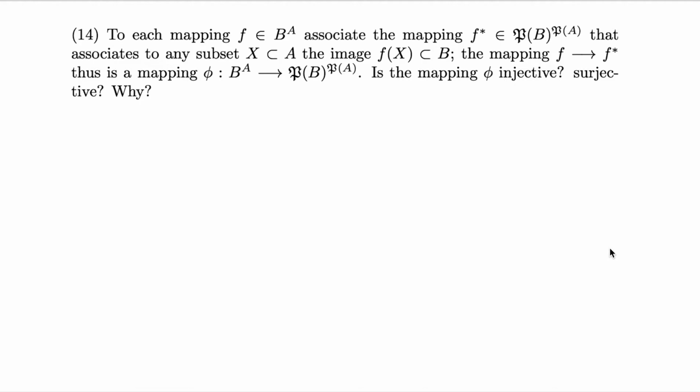Then we'll note that the mapping from f to f star is another mapping phi, which associates to any mapping f in the set B to the A, another mapping f star in the power set of B to the power set of A. The question is: is this mapping phi injective, surjective, and why? Take a couple seconds to consider the wording of this problem, what it's really asking. Then I'll give you some hints. Then we'll go on with the solution.